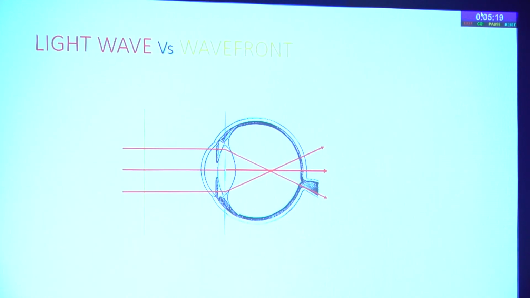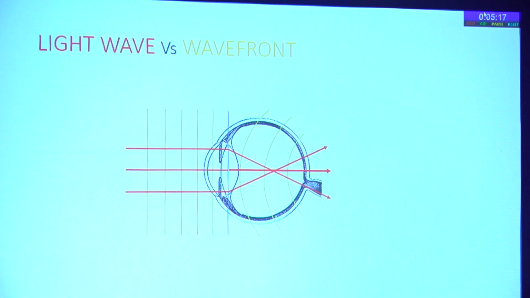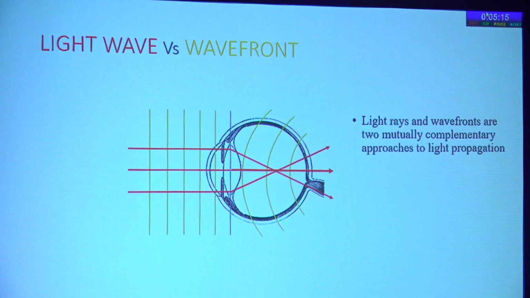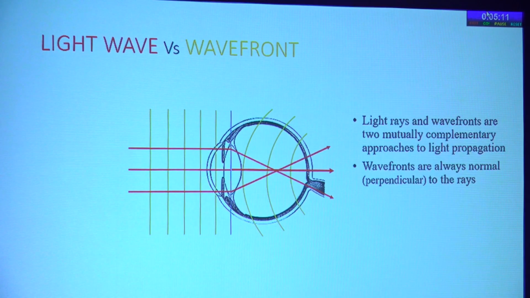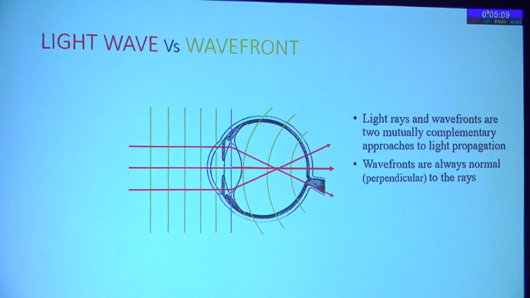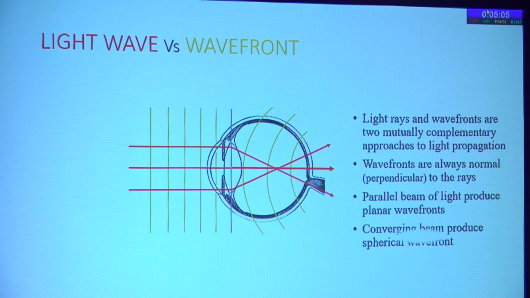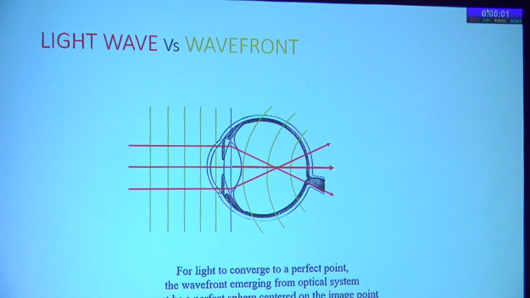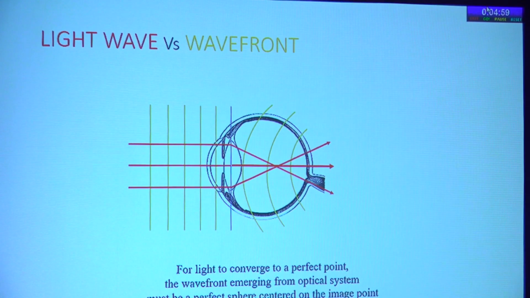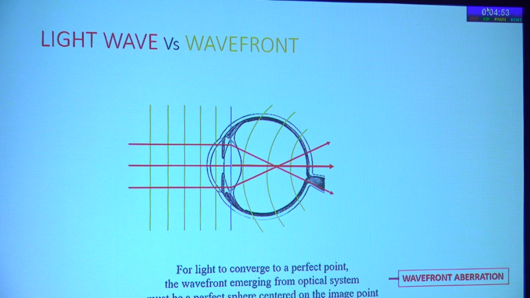This is a bit of physics, which says that light rays and wavefronts are two mutually complementary approaches to light propagation. Wavefronts are always normal, that is perpendicular, to the light rays. A parallel beam of light produces a planar wavefront, whereas a converging beam produces a spherical wavefront. For light to converge to a perfect point, the wavefront emerging from the optical system must be a perfect sphere centered on the image point. If that doesn't happen, that's called a wavefront aberration.